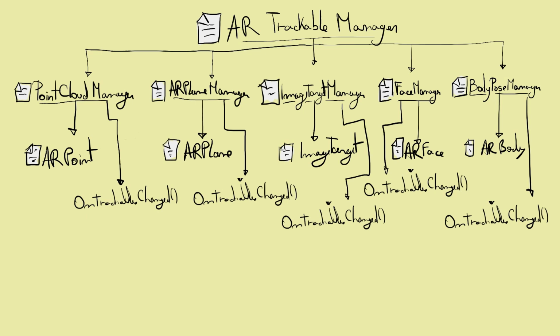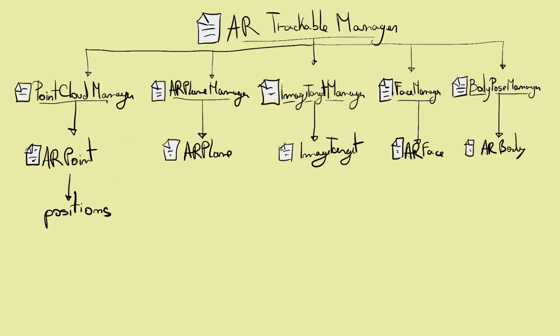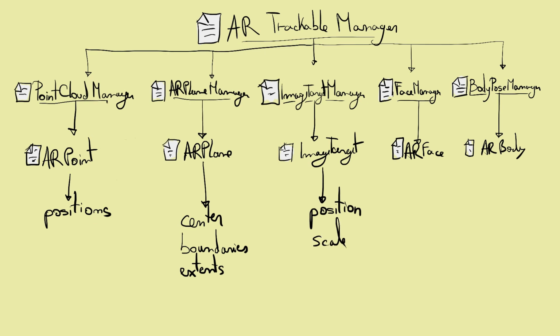For point clouds, we have a list of 3D positions. For planes, the center, boundaries, and extents. For images, we have position and scale. For faces, an ever-updating mesh, and for body, a hierarchy of joint positions. They're all similar to use.